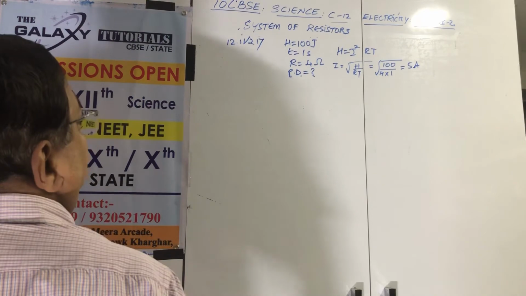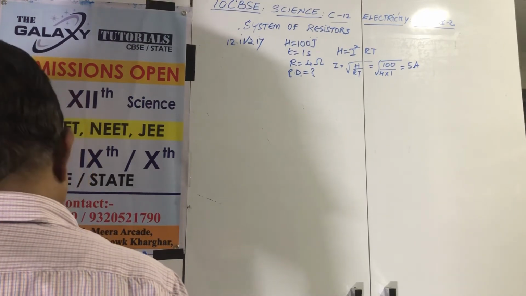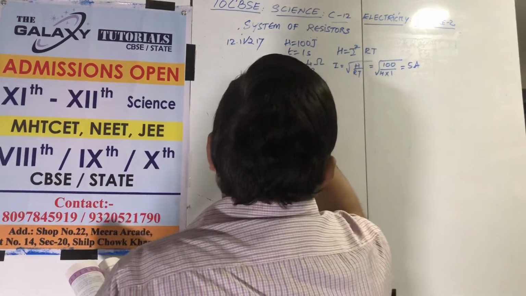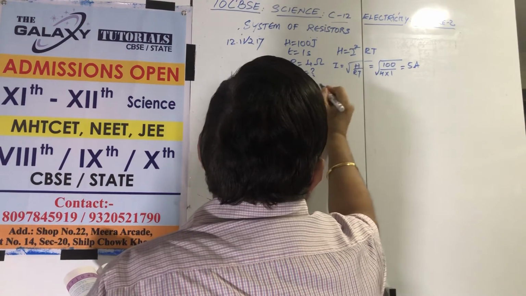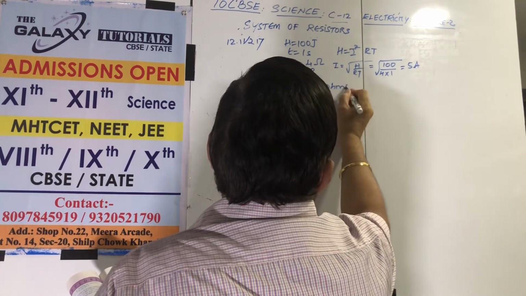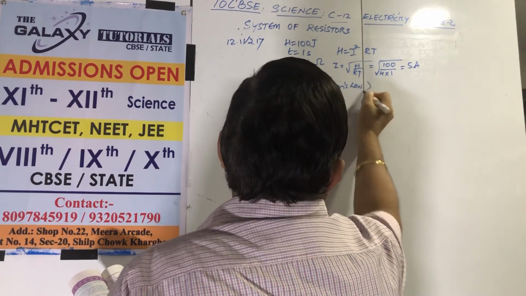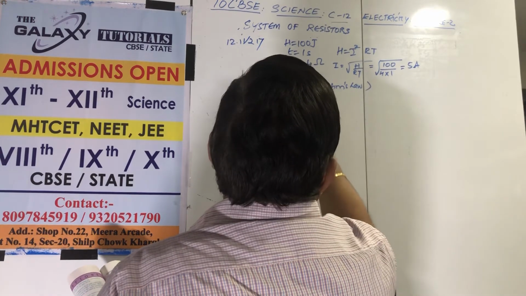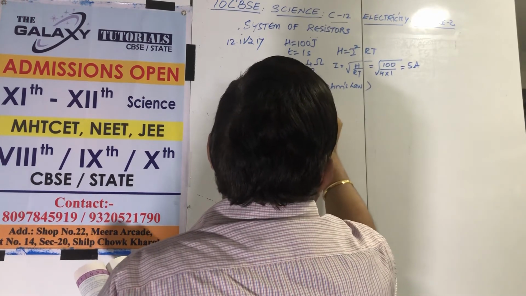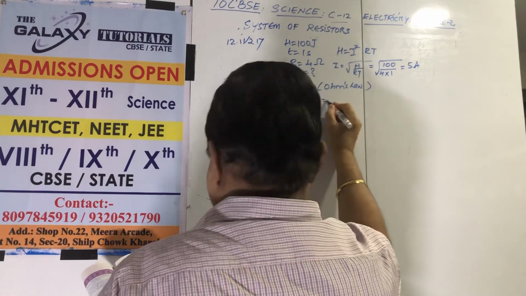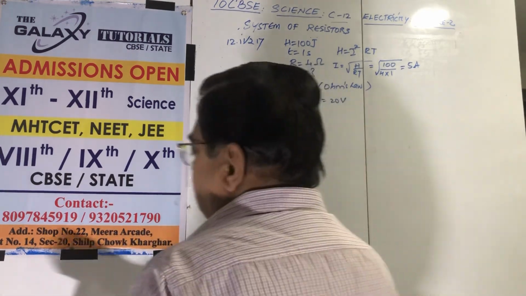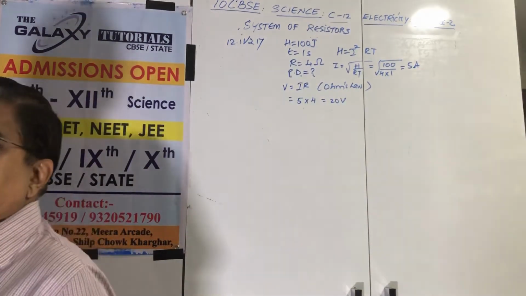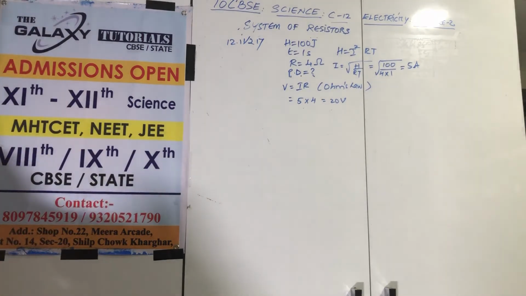Now we already got current. We have to find potential difference. V is equal to IR by Ohm's law. Memorize, and Ohm's law will save you in the exam. I is 5, resistance is 4, that is 20 volts is the answer. That is how I complete my numericals, and I will get full marks in the exam.